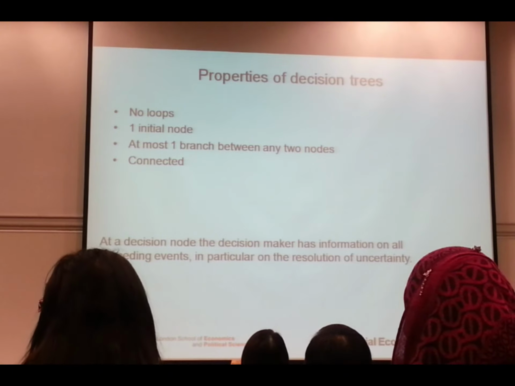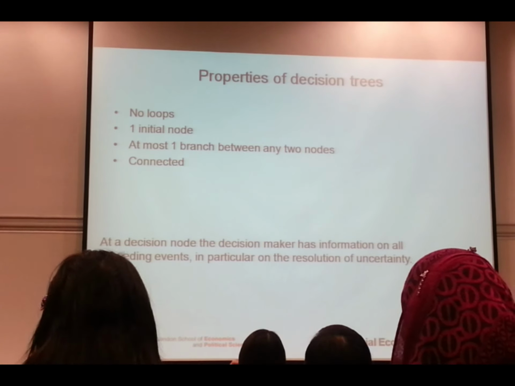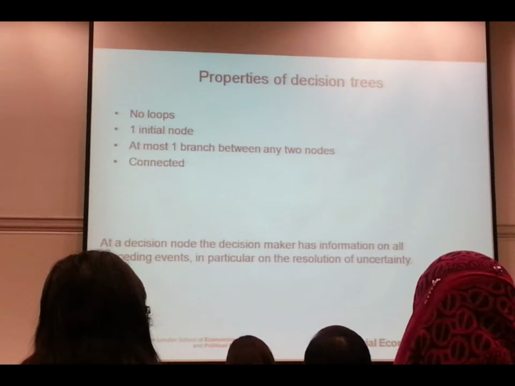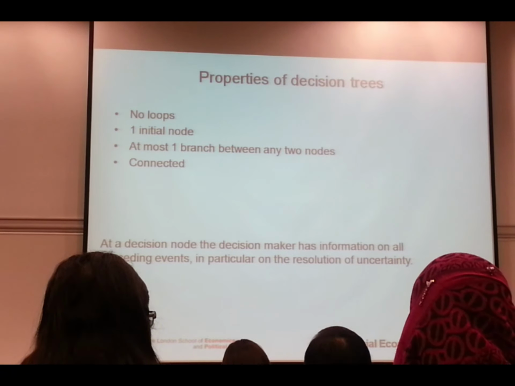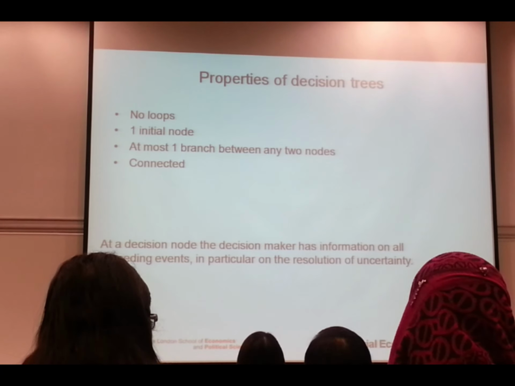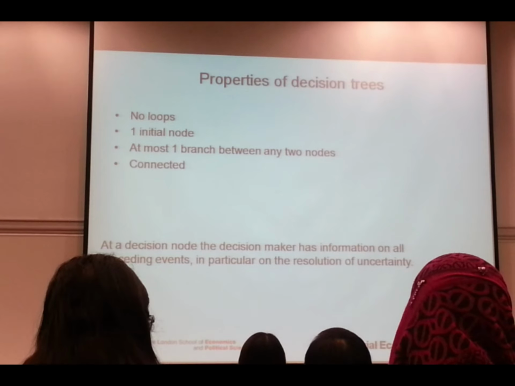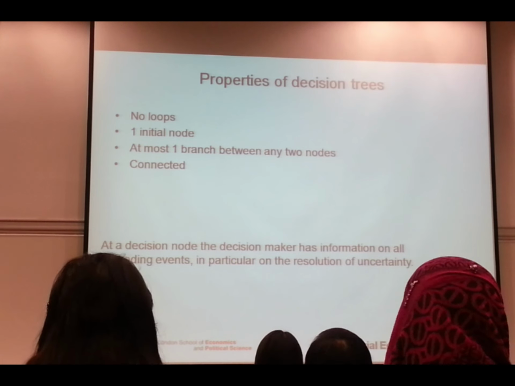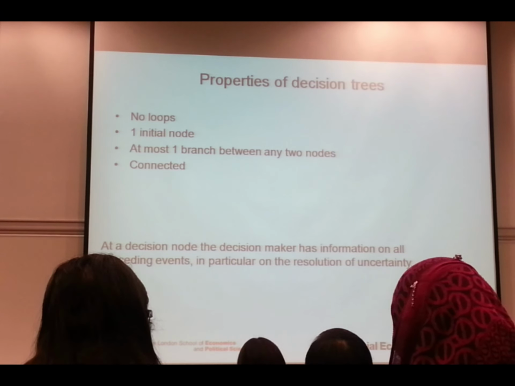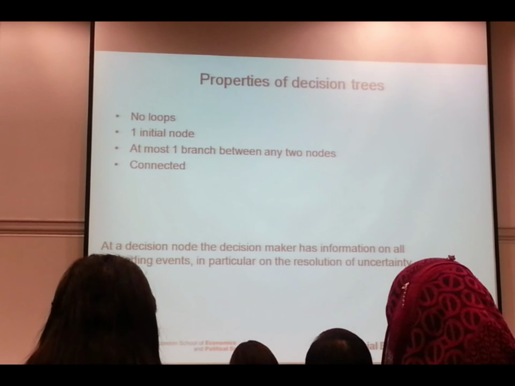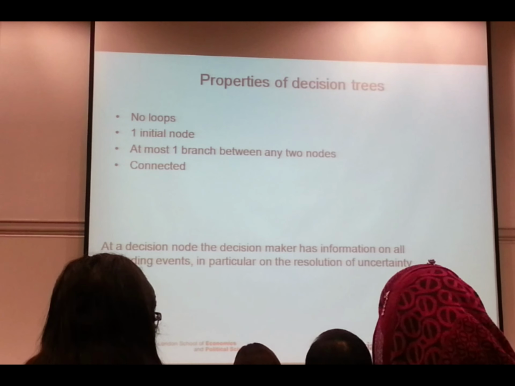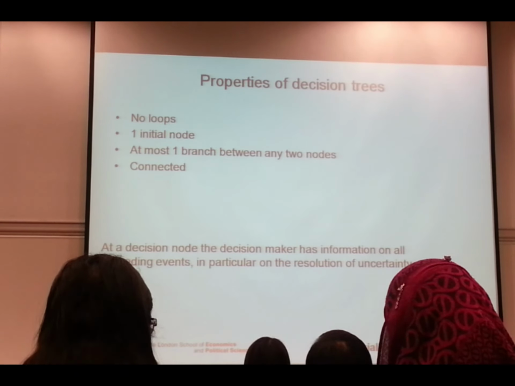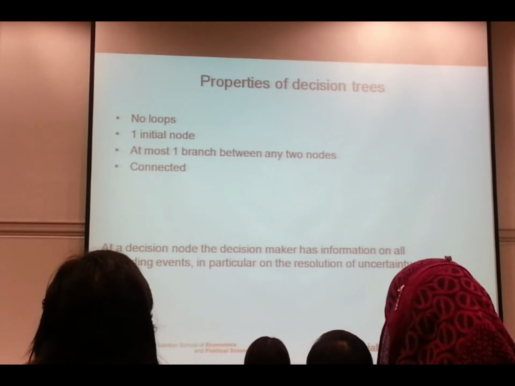We start out with one initial node, and that node is either the resolution of uncertainty or a decision on my part. There is at most one branch between any two nodes in the decision tree. So these are all just features of the decision trees that we'll have to take into account. And at any decision node, the decision maker will have to have all information on preceding events, in particular on the kind of uncertainty that's being resolved.